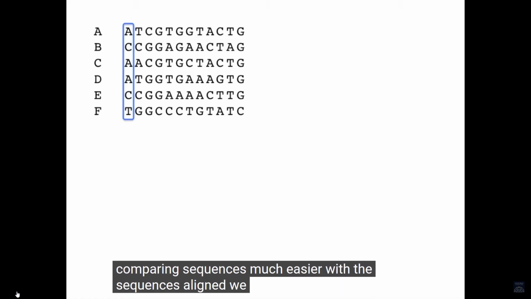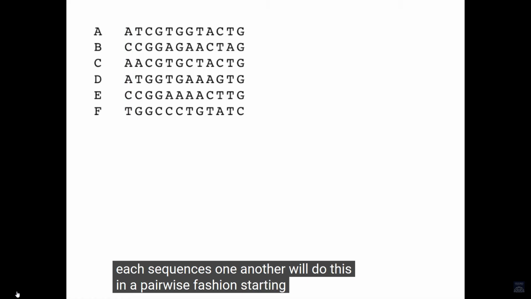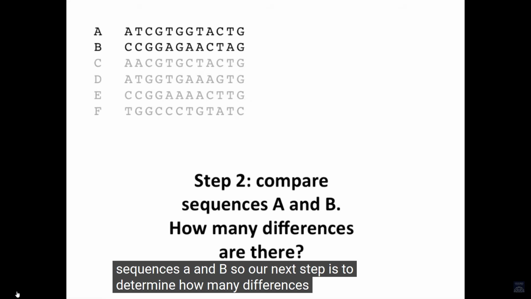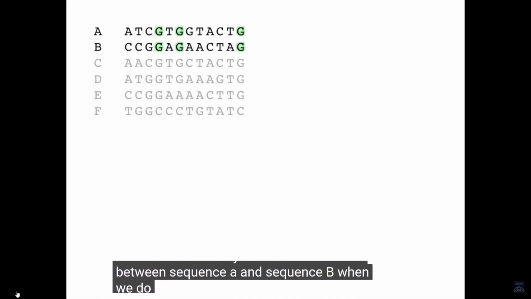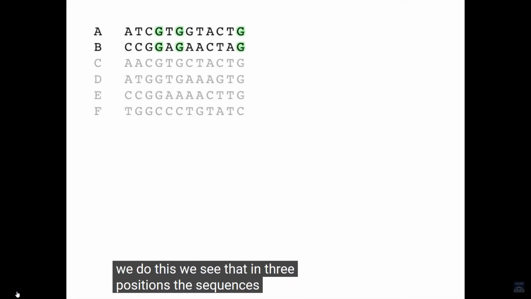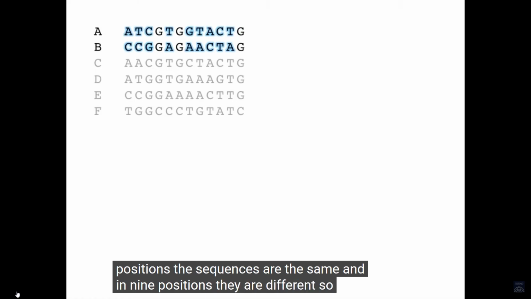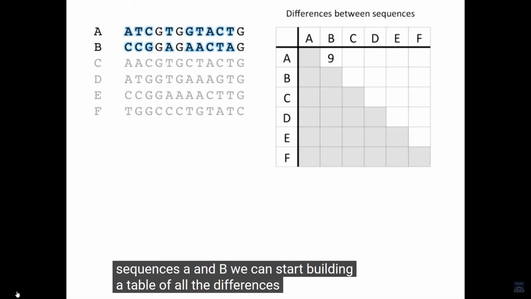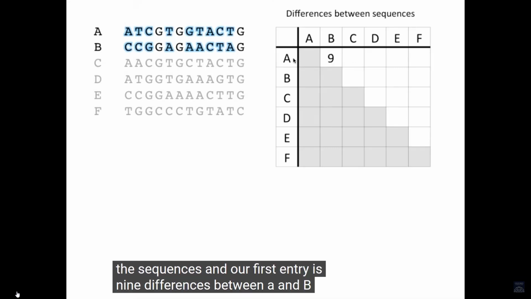With the sequences aligned, we can now compare each sequence with one another. We'll do this in a pairwise fashion, starting with sequences A and B. So our next step is to determine how many differences there are between sequence A and sequence B. When we do this, we see that in 3 positions the sequences are the same, and in 9 positions they are different. So we have 9 differences between sequences A and B. We can start building a table of all the differences between the sequences, and our first entry is 9 differences between A and B.